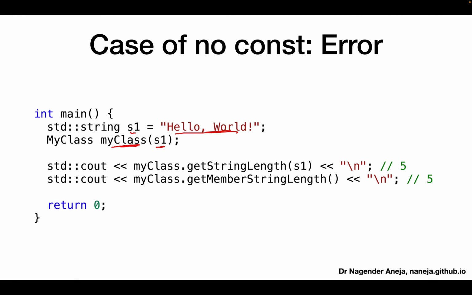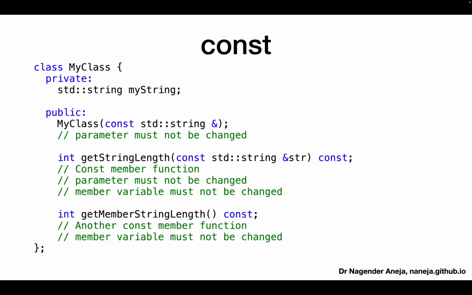If you call get string length with s1, so you are passing s1 here, it is going to give 5, which is the length of the hello, not this one. Similarly, if you call get member string length, then also it will give us 5. So this is the case of no constant. Now let's see that we have the constant, and we declare the constructor like this. So my class has the constant.